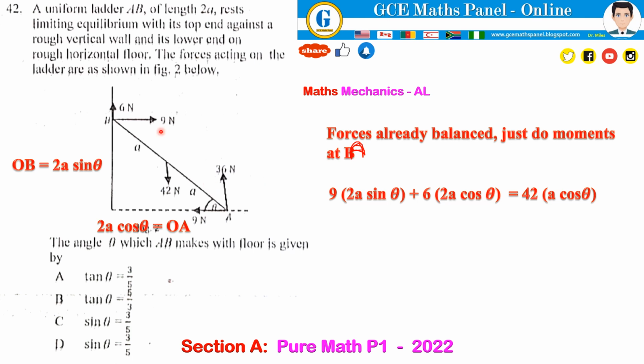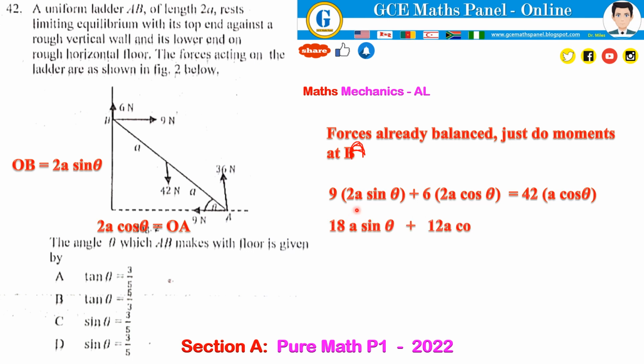That should be equal to, because this one will turn it clockwise, right? This is also turning clockwise, but the weight of 42 newtons turns it anti-clockwise. So it should be equal to the anti-clockwise moment. This 42 newtons acts at the center of gravity, which is at the middle of the ladder, because they said it's uniform. So it's half of OA, which is just A cos theta. So that should be 42 times A cos theta.